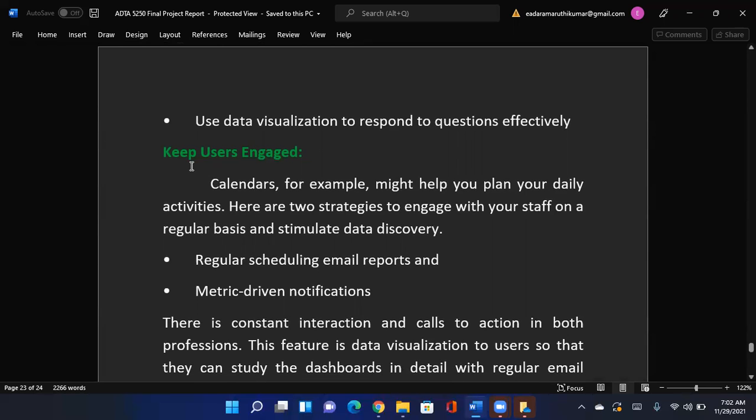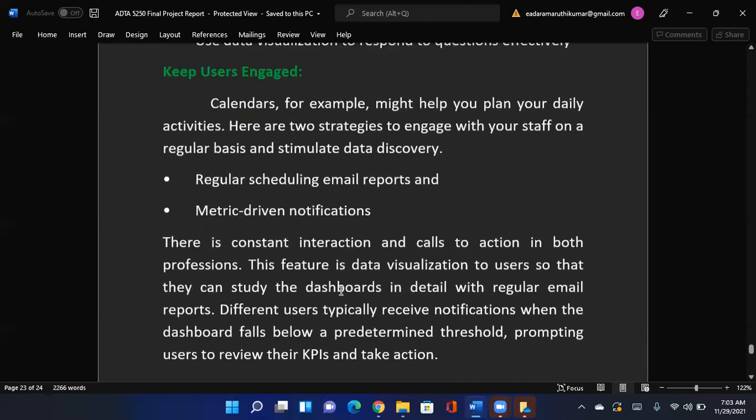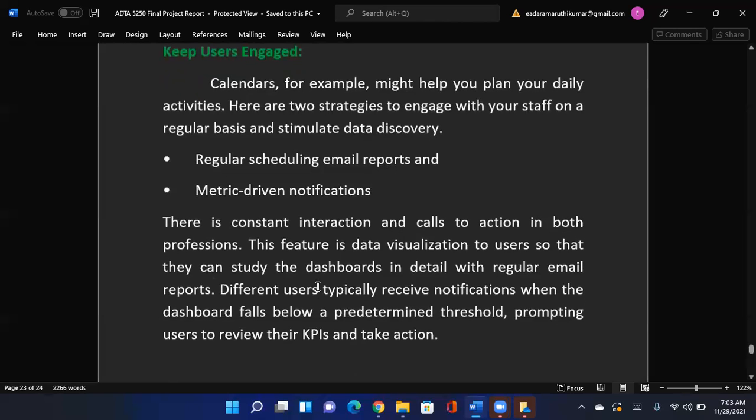After that, the next step is keep users engaged. This is the best step for data visualization. Calendars, for example, might help to plan your daily activities. While you're planning your activities or going somewhere, you will definitely go through the calendar, check the days and everything, and go accordingly. This is what is called keep users engaged. For that, regular scheduling, email reports, and metric driven notifications are also good things to keep users engaged.